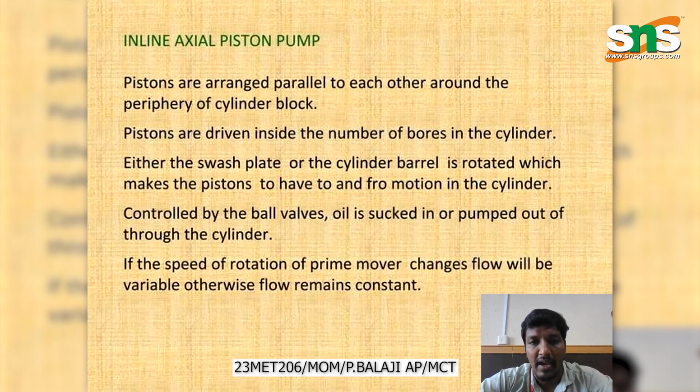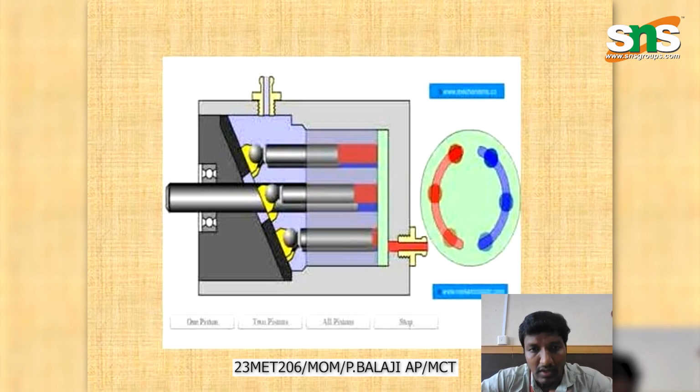The pistons are arranged parallel to each other around the cylinder block. In the design we can see the pistons driving into a number of bores in the cylinder. On the left side we have a suction stroke, and on the blue side we have an exhaust stroke. We have three bores on the right side and three bores on the left side. It creates pressure in the red line for the suction stroke, and delivers the water on the blue side for the delivery stroke.